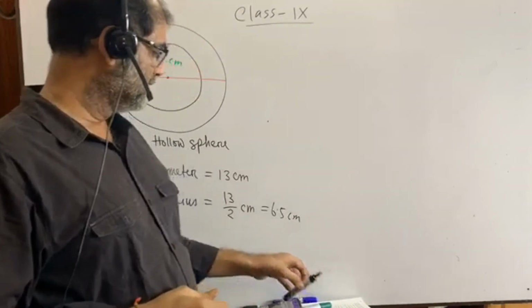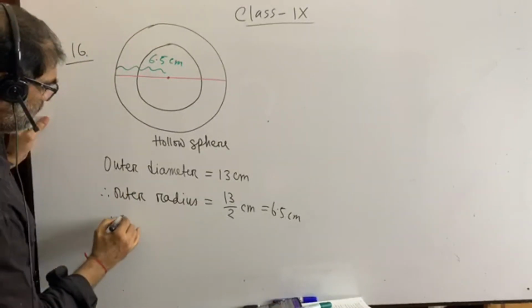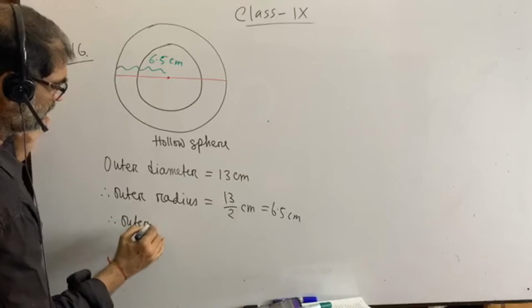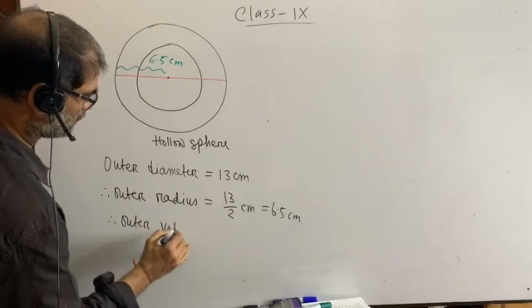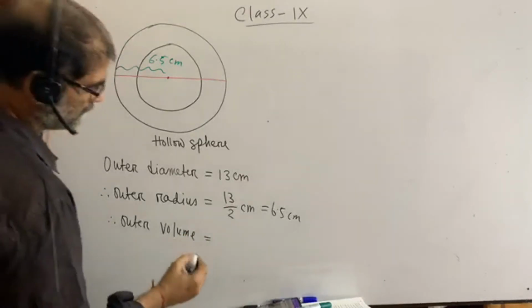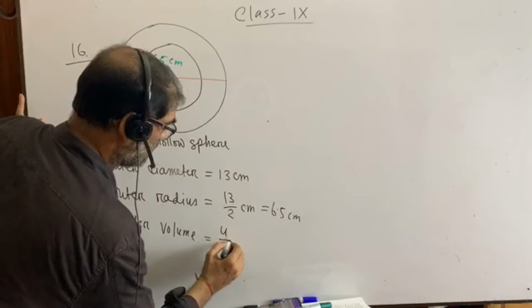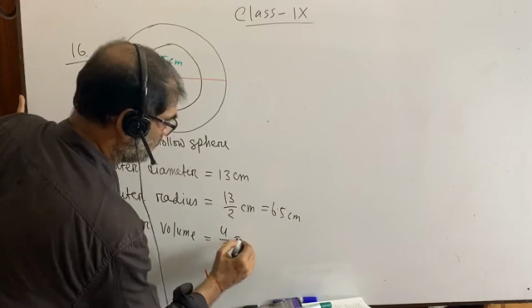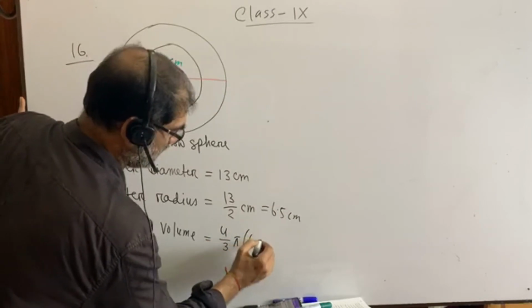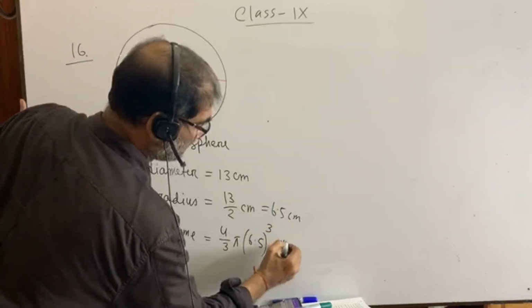So can we find here the outer volume? Write down. Therefore outer volume equals to, what is the formula to determine the volume of a sphere? 4 by 3 pi a cube. Here a is 6.5, 6.5 cube cubic centimeter.